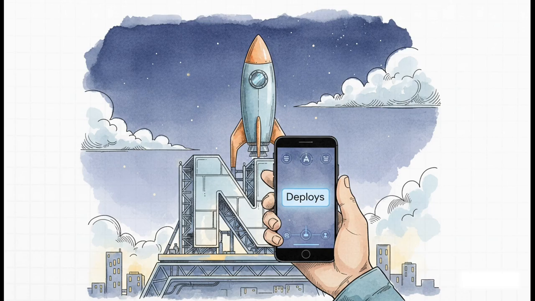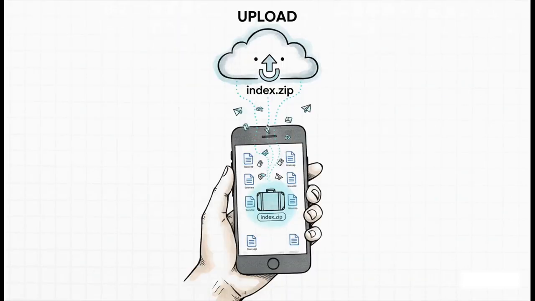Just go to their website and get this. You don't even need to make an account for this to work. Look for a section on their homepage for deploys. It's usually a big, friendly drag-and-drop box. Now, remember that index.zip file we just made? It's showtime. This is really important. You're going to upload the entire zipped package, the index.zip file, not the original HTML file. Just select it from your phone's files, and you're basically there.